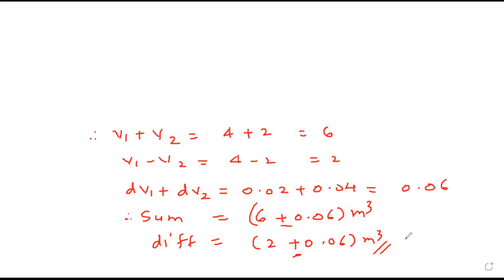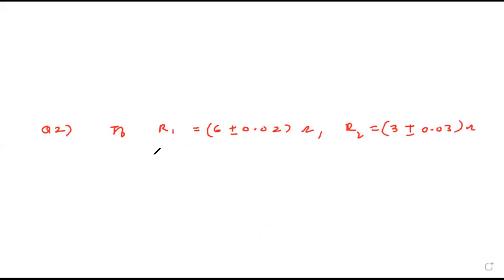It is completed. Yes. Now, one I am giving you, try on your own. Second sum, if R1 equals 6 plus or minus 0.02 ohm, and R2 is 3 plus or minus 0.03 ohm, find equivalent resistance in series. Can you try on your own this one?